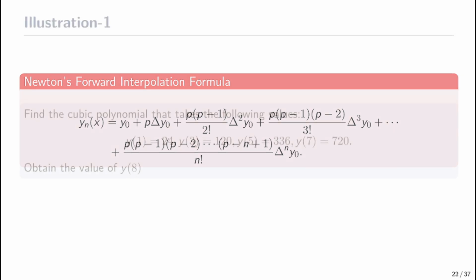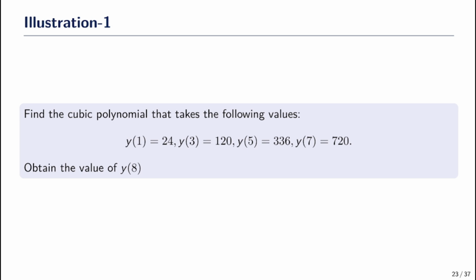Let us see the problem. Let us see our first illustration. We have to find a cubic polynomial taking the values 24 at 1, 120 at 3, 336 at 5 and 720 at 7. After constructing the cubic polynomial, we are supposed to calculate the value of the function at 8. For this, what we will do is construct the forward difference table first as follows.